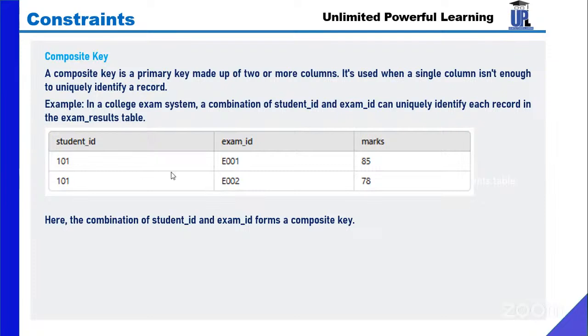Together it can become a primary key. It becomes unique. In this situation, the combination of student ID and exam ID can be made a primary key. So based on the situation, if you combine two or more columns, such keys are called a composite key.